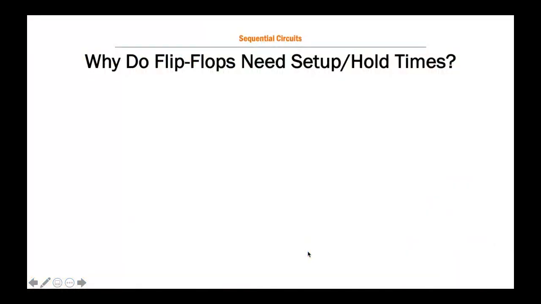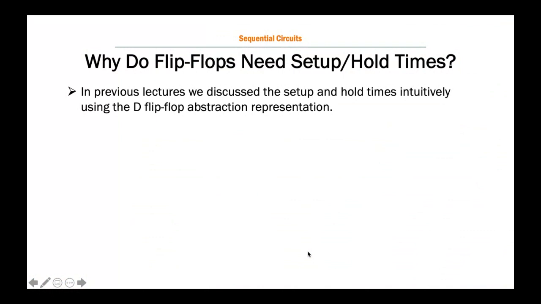Let's go. In our lectures, we described the setup and hold time intuitively, given that we had the D flip-flop itself abstracted as a box. The representation was just a block with an input D and a clock, and at the rising edge it will sample the value of D into Q. But at that abstraction, it does not provide us a lot of details, so we had to use our imagination to discuss it.